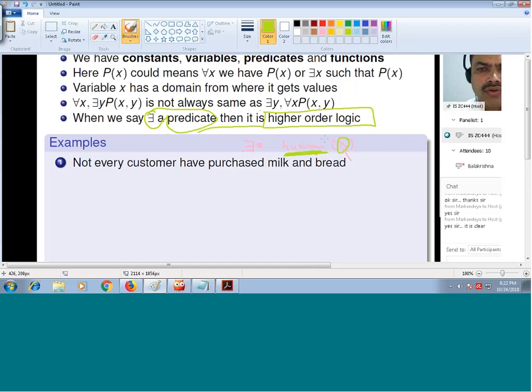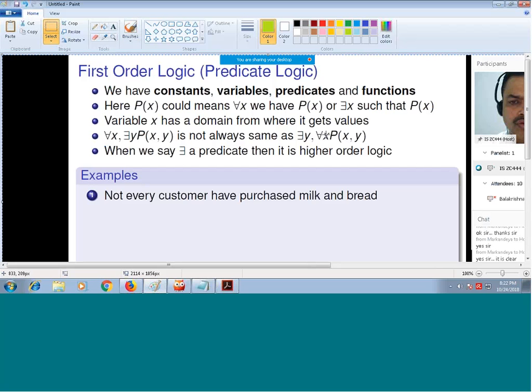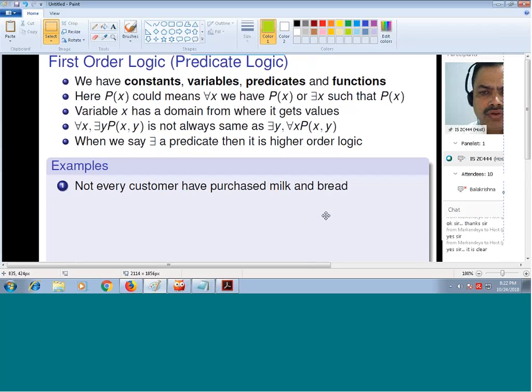So when we talk about the existence of the predicate, here in first order logic, we don't go for the predicate. Predicates, we assume that they are defined and they are not constructed. Okay, so let us see some examples in predicate logic and try to write these statements.